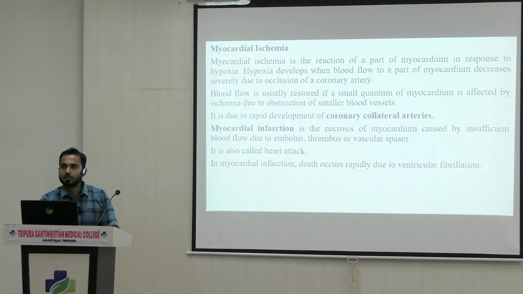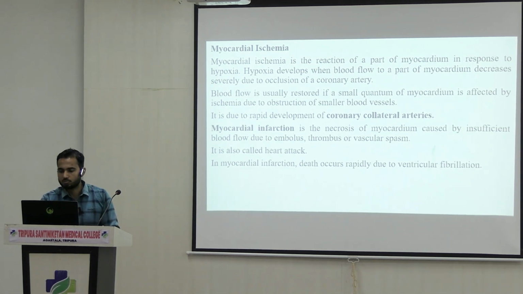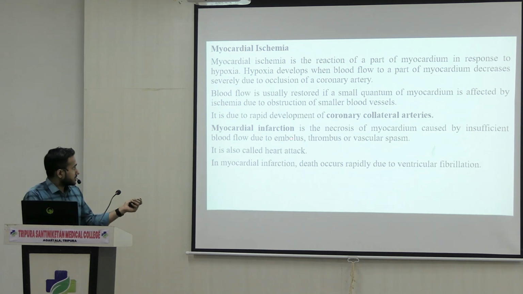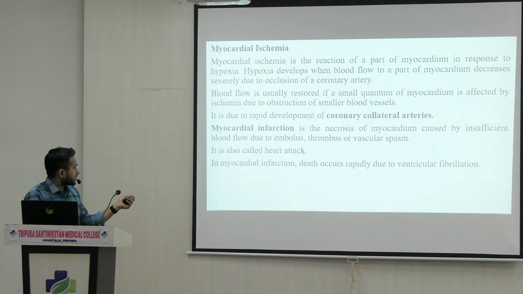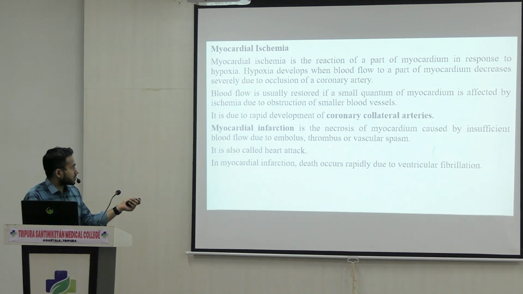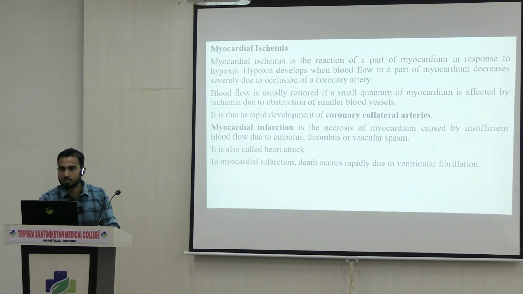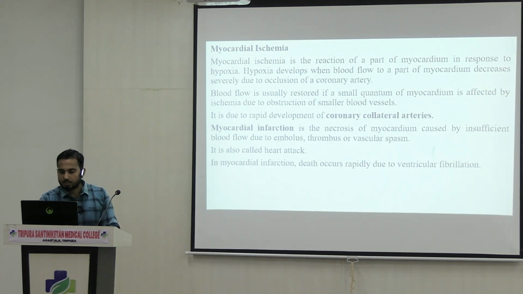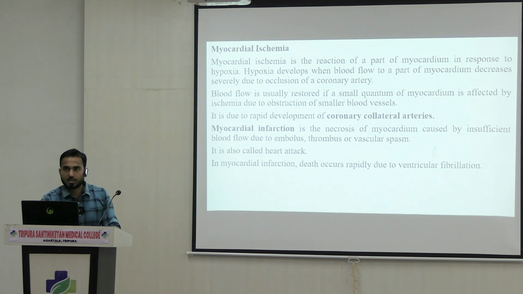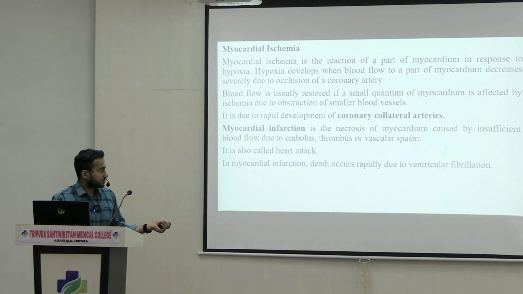As a result, what will happen? There will be ischemia. After that, there will be necrosis of the tissue. So in case of infarction, the necrosis of the myocardium is caused by insufficient blood flow due to an embolus, thrombus or vasospasm, different reasons are there, and it is also called a heart attack. In myocardial infarction, death occurs mainly due to ventricular fibrillation.